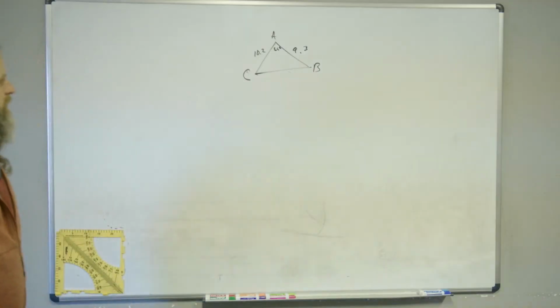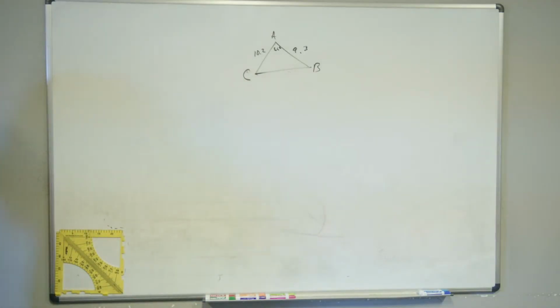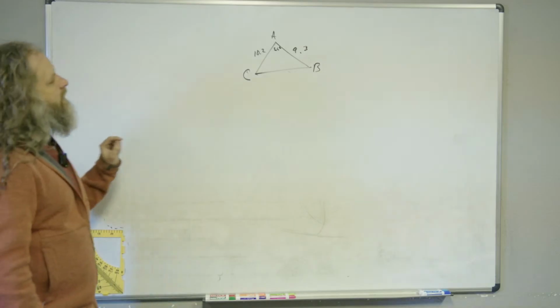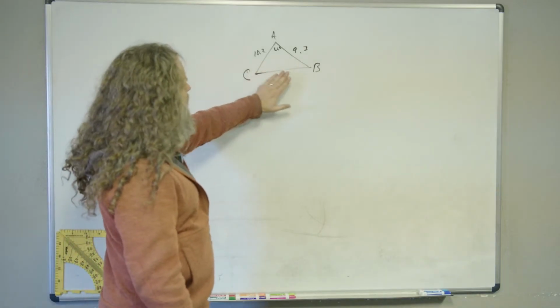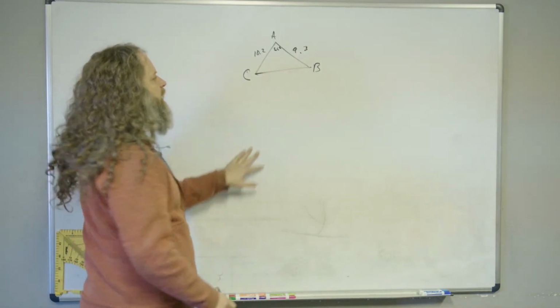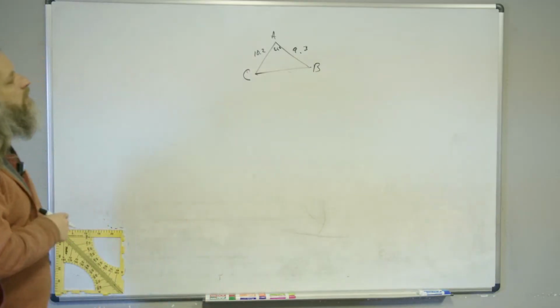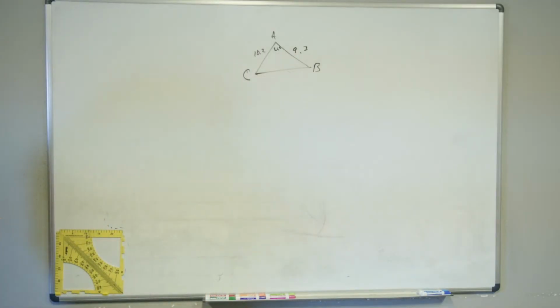So the instructions say solve the triangle. What it means is find all the missing things. So we need to find angle B, angle C, and side A. We find all those things, we got it. Now we don't know a pair yet, so we go to law of cosines.